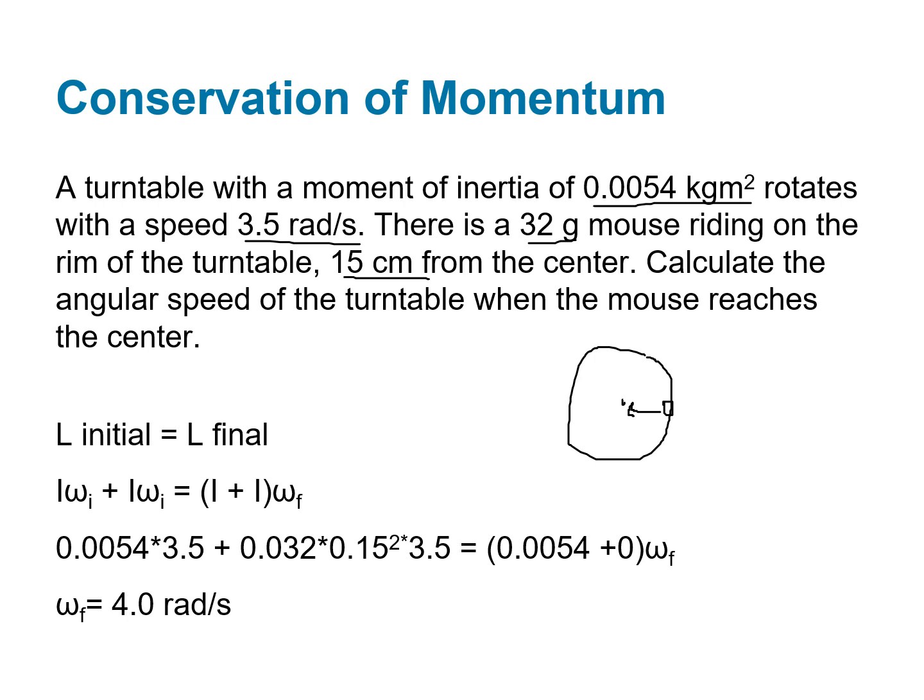When I did that, I got 4.0 radians per second, which means that as the mouse moved in and the mass was near the center, so this is like bringing your arms in, or the ice skater bringing her arms in, as the radius shrunk because the mass moved toward the center, then it has to speed up.